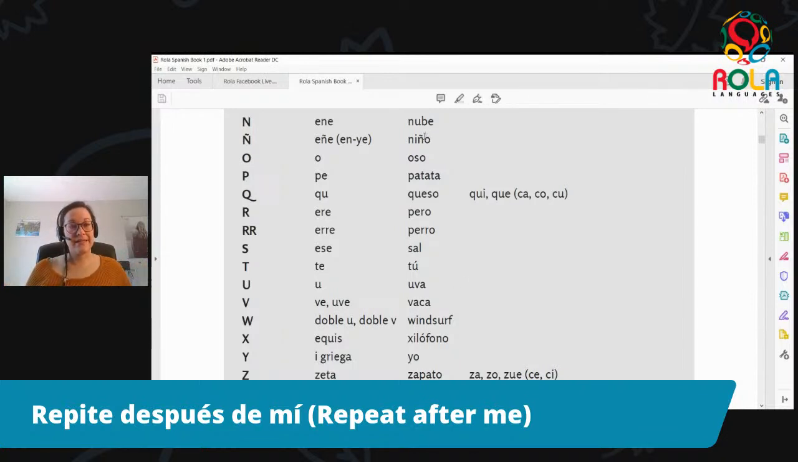The other one we did see was the tilde, which we mentioned here, which makes the ñ sound, and which will only appear on the letter n. So those are the main two things that you want to keep an eye out for in Spanish.